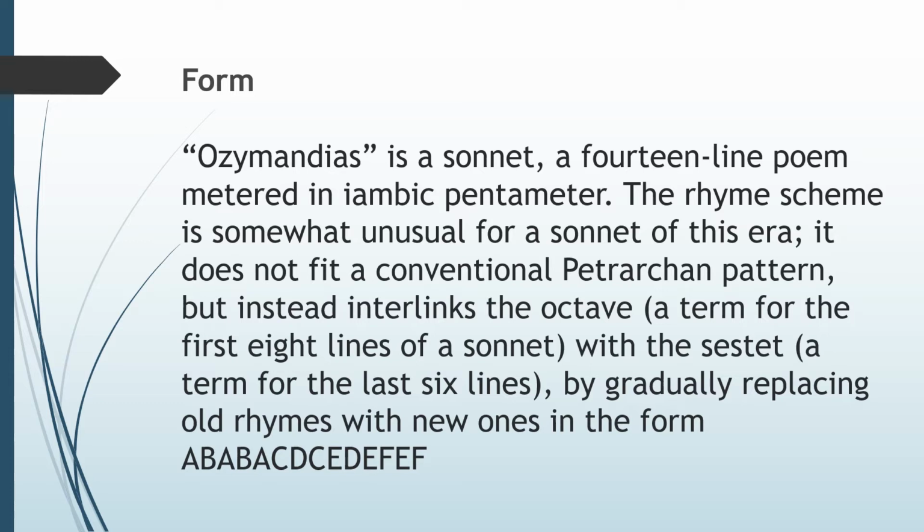Now, by gradually replacing old rhymes with new ones in the form of A, B, A, B, A, C, D, C, E, D, E, F, E, F. This is the rhyming scheme of the poem Ozymandias. It's not in the conventional style, meaning what traditionally used to be there in a sonnet, that rhyme scheme is not here, but the octave and the sestet follow this rhyme scheme: A, B, A, B, A, C, D, C, E, D, E, F, E, F.